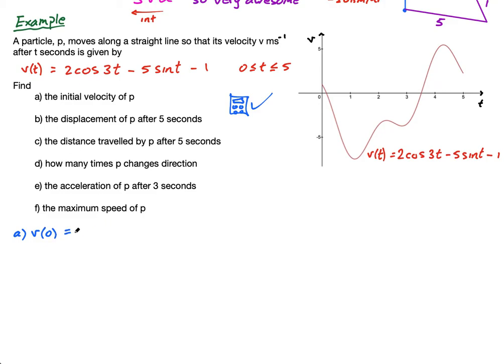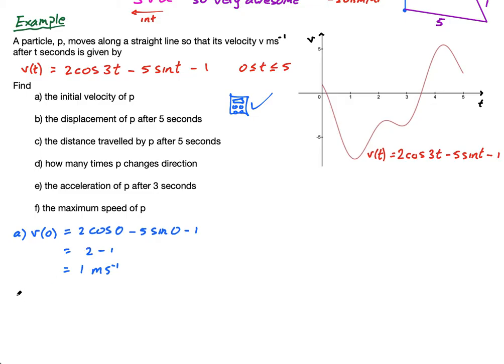So v of 0 is 2 cos of 3 times 0, which is 0, minus 5 sine of 0, minus 1. Cos of 0 is 1, so it's 2 minus 0 minus 1, 2 minus 1 equals 1 meters per second. So his initial velocity is 1 meters per second. Fine, that's how to do it without a calculator. We have a calculator, so I'm going to show you how to do it with the calculator as well.